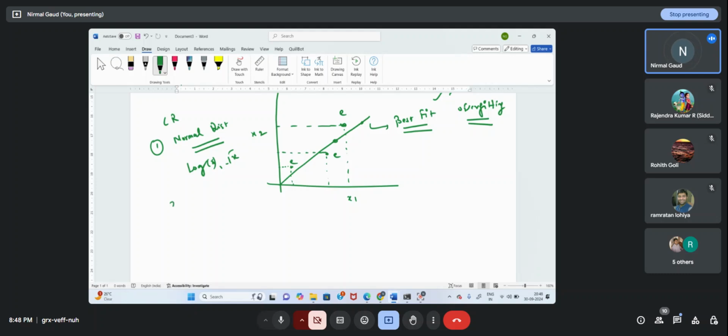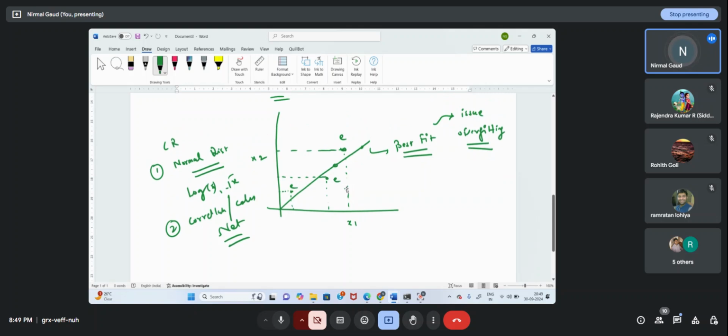Correlation, collinearity should not be there. Because of correlation, collinearity, your model will be overfitted, and it will initially show a best fit line. However, that will be an overfitted model. It should not be there. So these are mandatory.